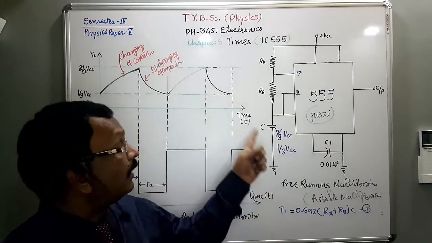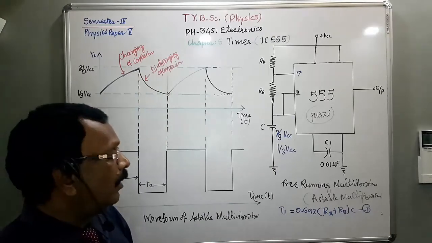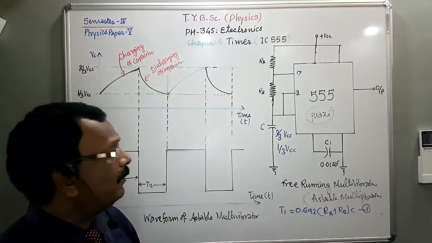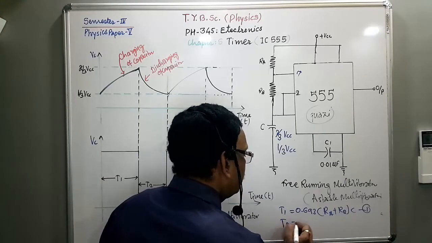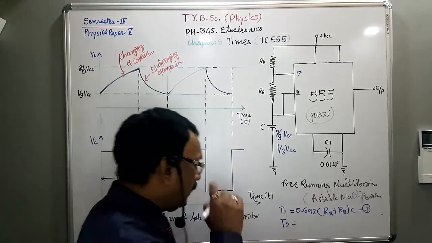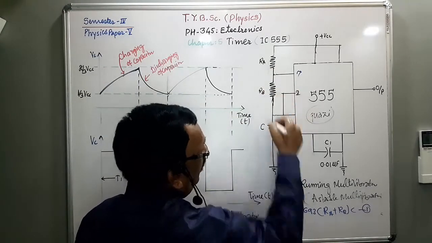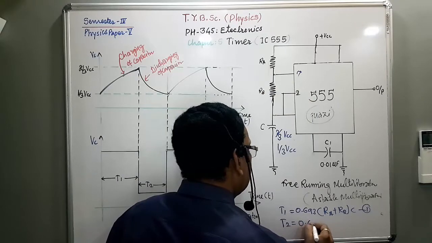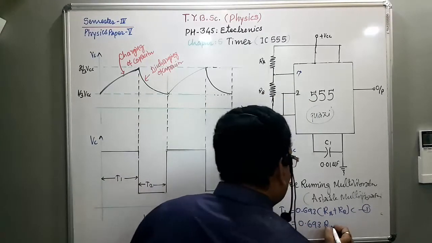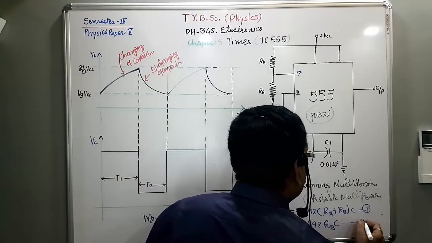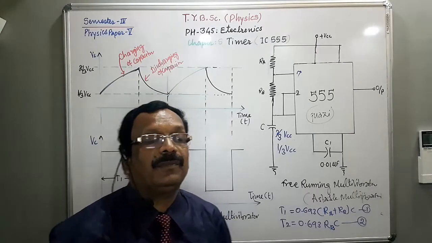This is the time during which output is high. Charging happens during output high. Now the discharge timing of capacitor C: the capacitor is discharged during this time. The capacitor is charging through RA and RB, and discharged only through RB. So T2 is 0.693 RB C. This is the discharging equation. This is the period during the discharge.